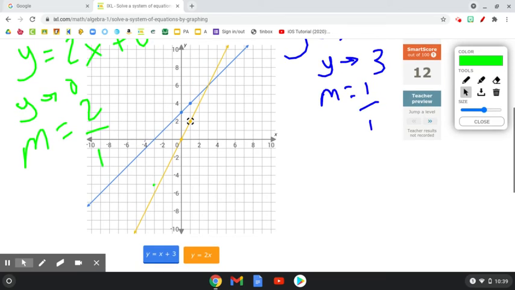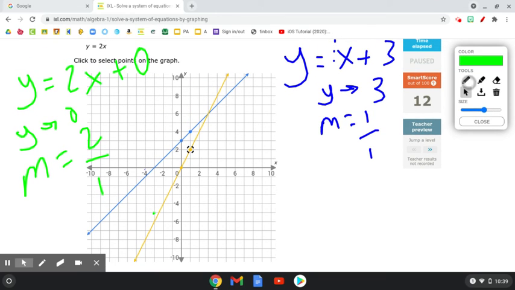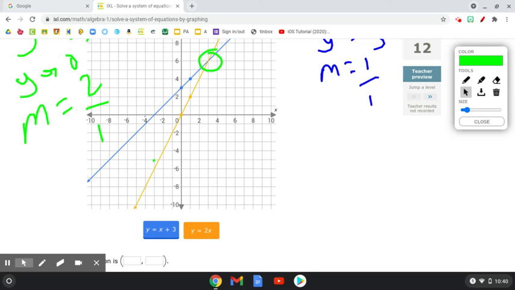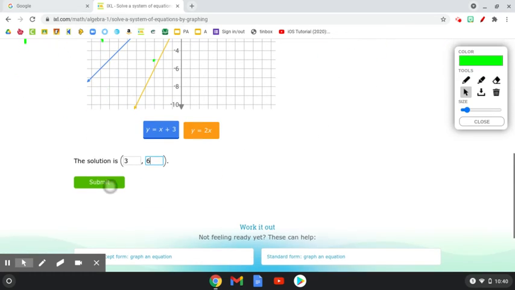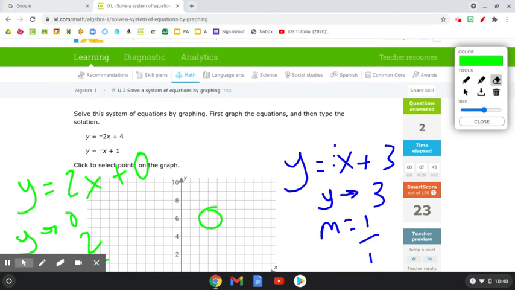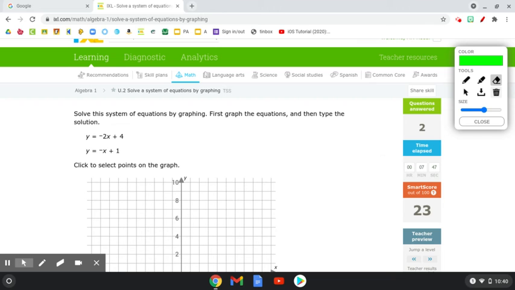So let's graph those two, and now you have to determine the solution, which is right here where they intersect. So where those two lines intersect is at 3, 6. So it's going to be 3, 6. Submit. Good work. So we did good there. All right. So let's look at another one.